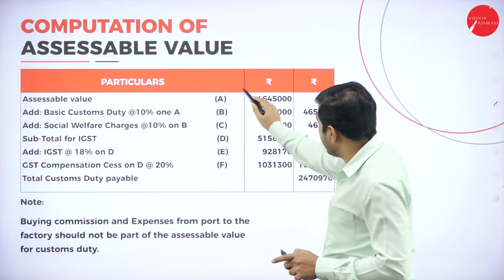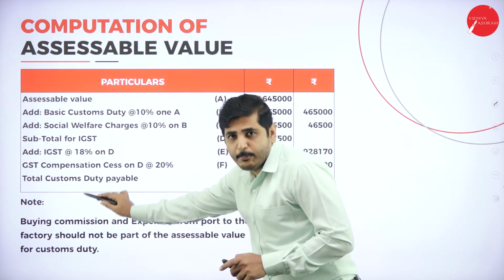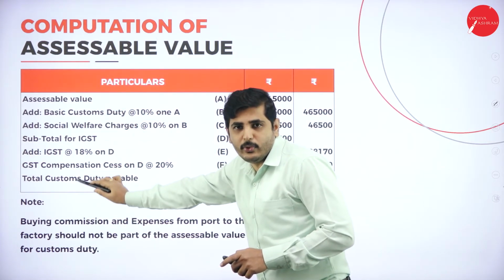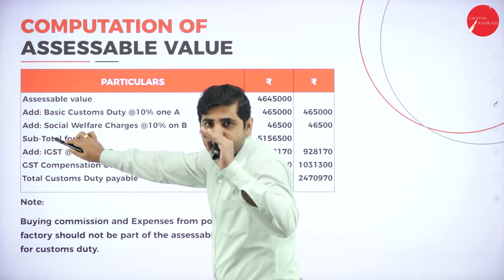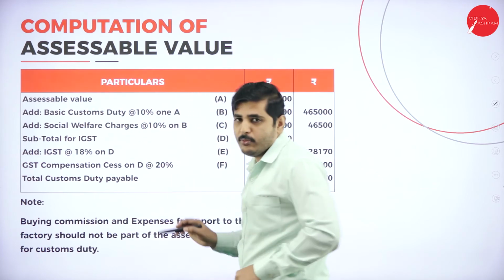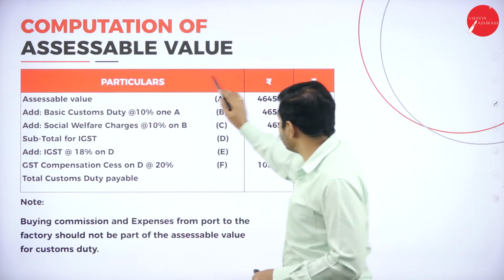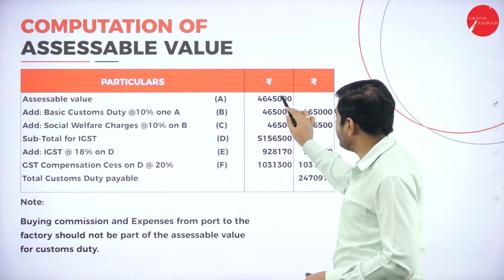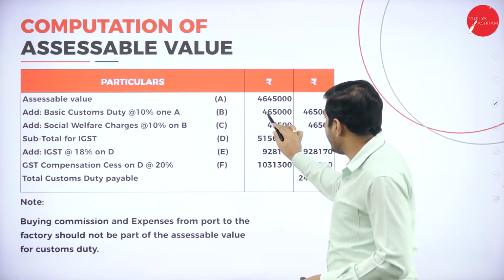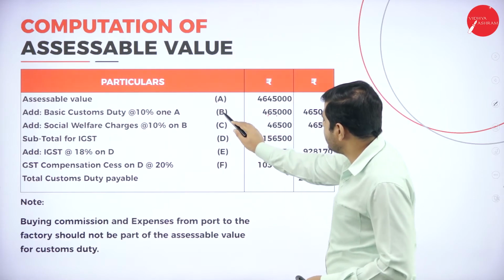Again on this we should calculate 10% basic custom duty. This is the procedure, and always we have to show this procedure only. Don't go for social welfare charges first; always first calculate basic custom duty on the assessable value. So 46,45,000 into 10% is 4,65,000. Let's consider this as B.